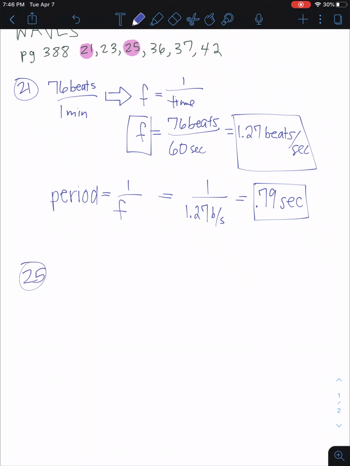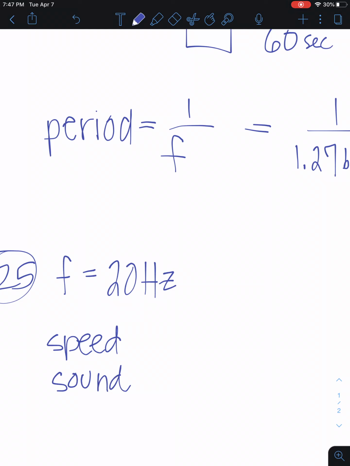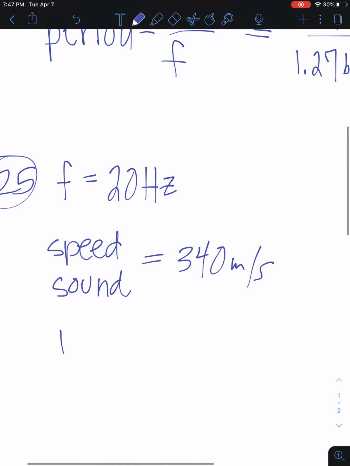25. The lowest frequency we can hear is about 20 hertz, or 20 beats per second. Calculate the wavelength associated with this frequency for sound that travels at 340 meters per second. How long is this in feet? All right, so we know that our frequency is 20 hertz. And we know that the speed of sound, speed of that wave, is 340 meters per second. And so we're looking for the wavelength equals question mark.